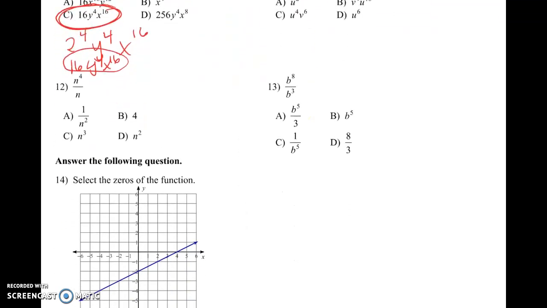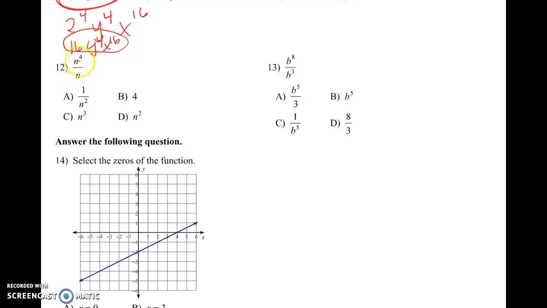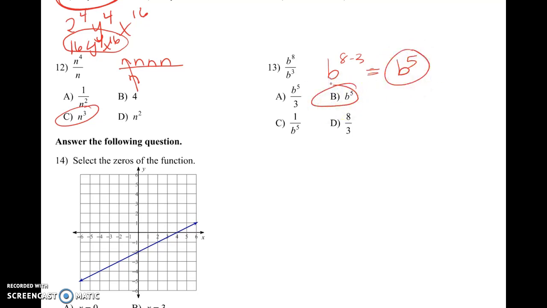Okay, number 12. I have n to the 4th over n, and you can think about this as 4 n's over 1 n, and these reduce, and I get n to the 3rd. Or, in number 13, I might use my exponent properties, and when I have the same base, that's b to the power of 8 divided by b to the power of 3, so the base is b. I have 8 minus 3. I can use the quotient property and subtract those exponents and get b to the power of 5. Okay, b to the power of 5 is on top because 8 minus 3 is 5.